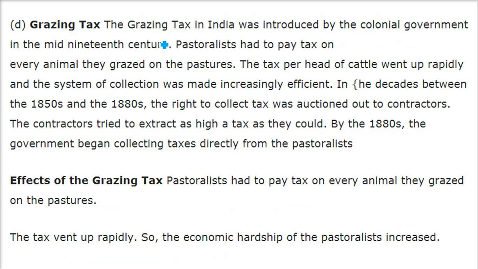Then the Grazing Tax. The Grazing Tax in India was introduced by the colonial government in the mid-19th century. So the pastoralists now had to pay tax on every head of animal they grazed on the pasture, that is, each and every animal. The tax per head of cattle went up rapidly, and the system of collection was made increasingly efficient. Between 1850 and the 1880s, the right to collect tax was auctioned to private contractors, who tried to extract a high tax. But by the 1880s, the government began collecting tax directly from the pastoralists.